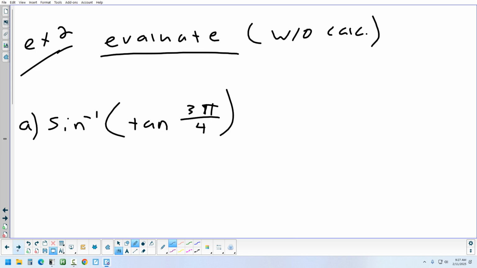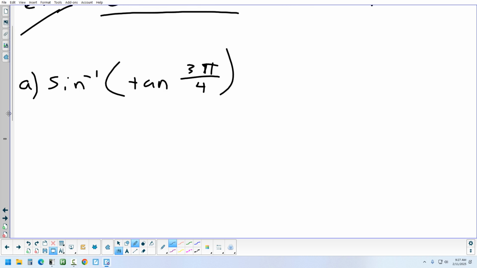Start with what's inside the parentheses. So we're going to forget about inverse sine for now and see if we can figure out the tangent of 3 pi over 4. What is that in degrees? This might make it a little easier to think about. Yeah, 135. Good. 135 is a multiple of what number?